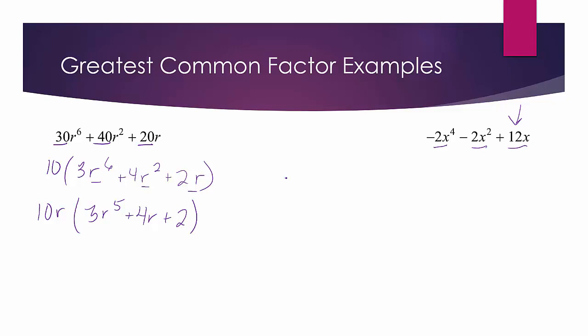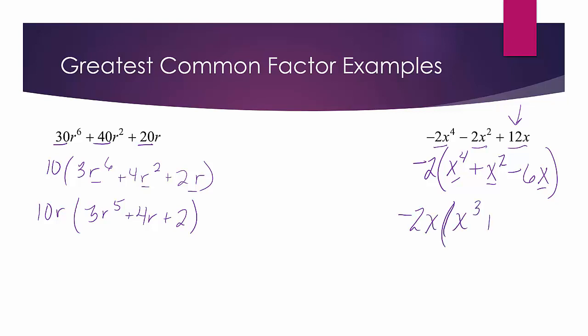the negative 2. So negative 2 times x to the 4th. That's going to be a positive x to the 4th now. This is going to be a positive x squared. And this is going to be a negative 6x. We still have a common term of x. So I'm going to pull that out. So that's x to the 3rd plus x minus 6. Okay? And then I'm done factoring that problem.